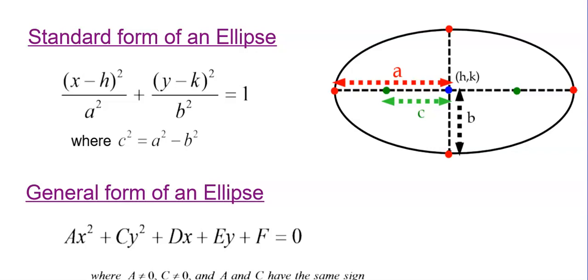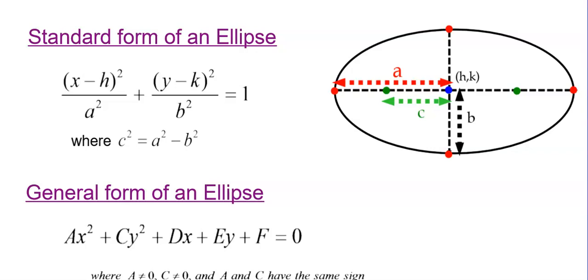So just remembering that HK is in the center. A is the distance from the center to basically the long edge. B is the distance from the center to the short edge, and then C is the distance from the center to a focus. So we're gonna use that information.